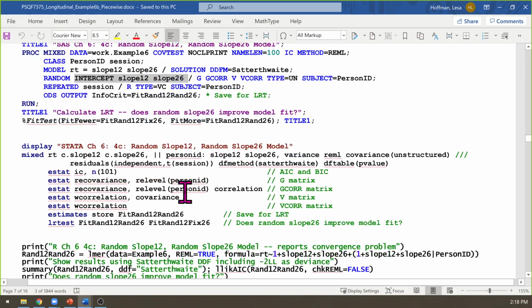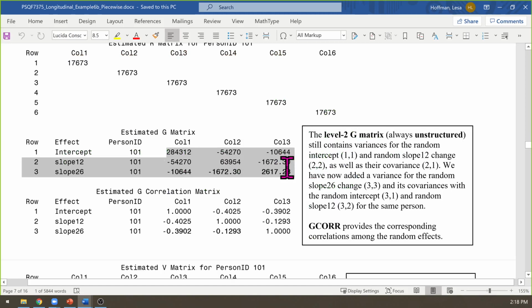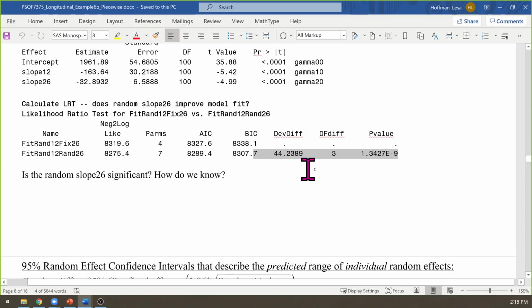So that shows up there, that shows up here, it shows up over here in R. And so now I have a G matrix that's 3 by 3. So basically it's this last row that was added in this step. And another likelihood ratio test at the bottom of the page here. 3 degrees of freedom difference from the model, chi-square of 44, yes, it's significant.